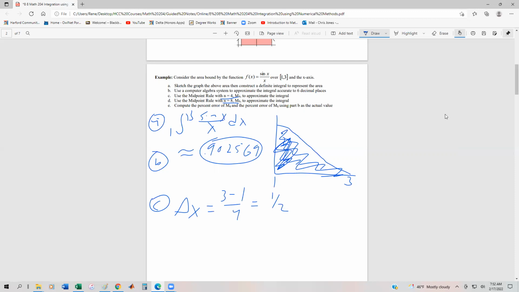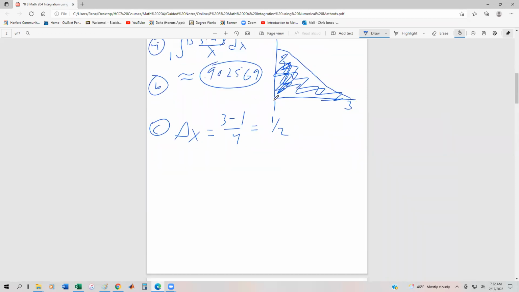If I'm graphing the function, then going half at a time, this would be 1.5, and 2, and 2.5. In the middle of each of these intervals would be each of the heights. That might be the easiest way to compute this, just by using the various heights.